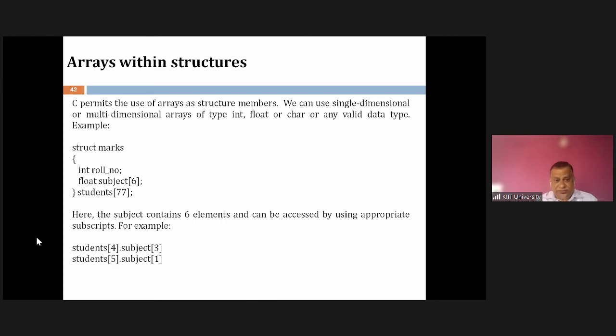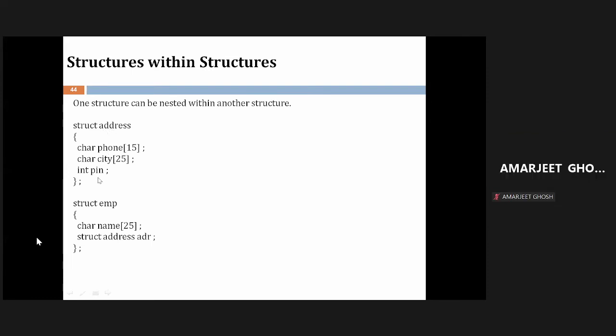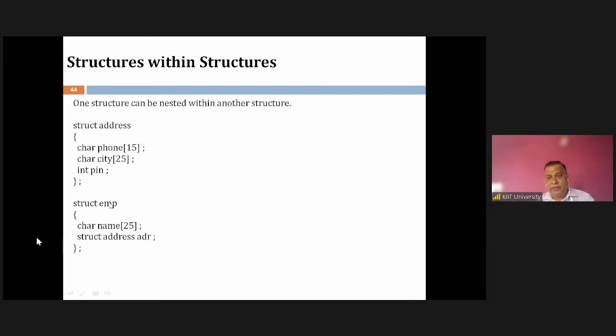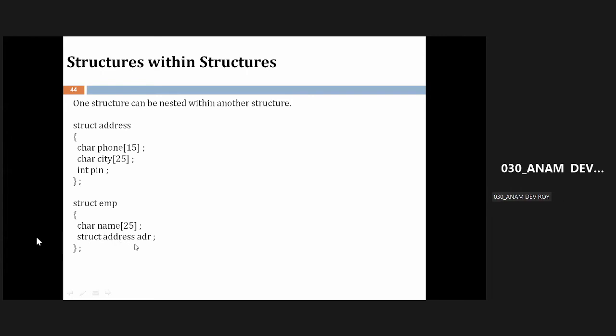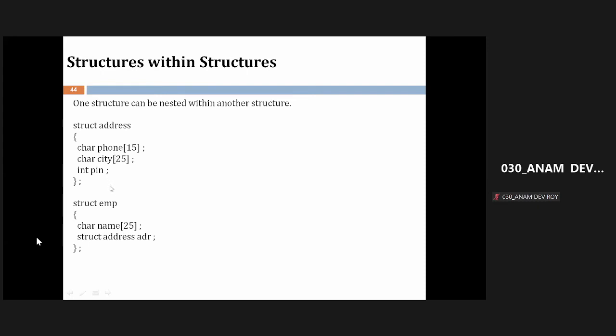Look at this. I have a structure address which contains phone number, city and PIN number. I have an employee whose data member can be another structure variable. The data member of a structure can be another structure variable. ADR is which data type? Address, not integer. And the address data type consists of how many members? 3 members.